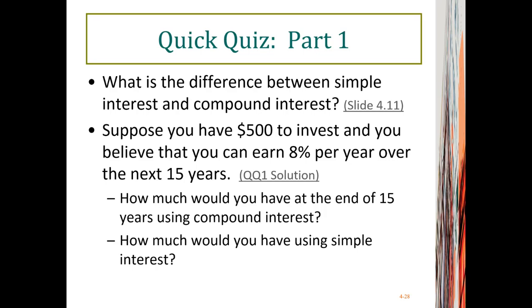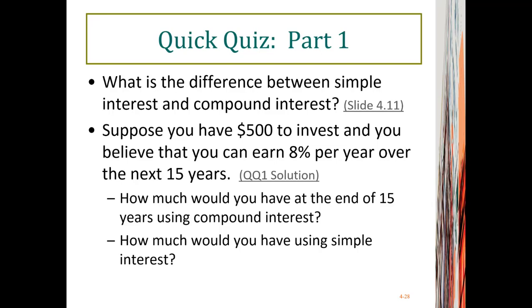Now, let's take a look at the second question. Suppose you have $500 to invest and you can earn 8% per year over the next 15 years. So how much would you have at the end of 15 years using compound interest? And here, the answer equals 500 times 1 plus 0.08 raised to the power of 15. You can do the calculation on your BA2 calculator by setting N 15, IY 8, PMT 0, FV negative 500. Then you compute FV to get the answer.